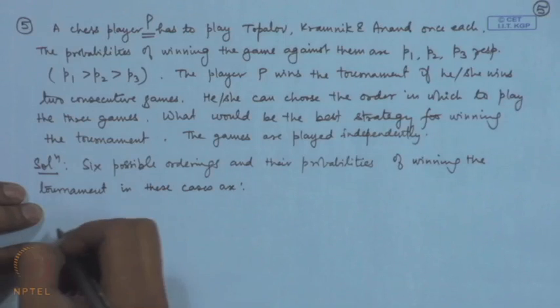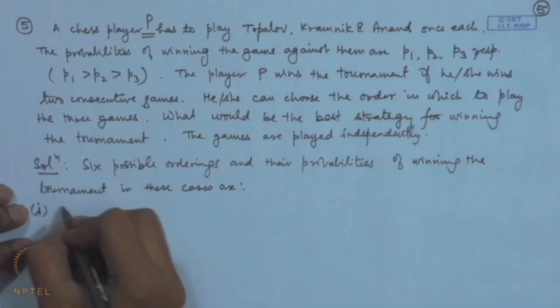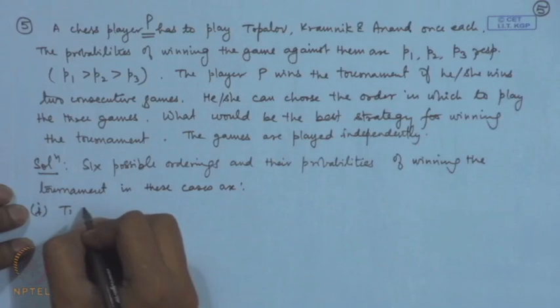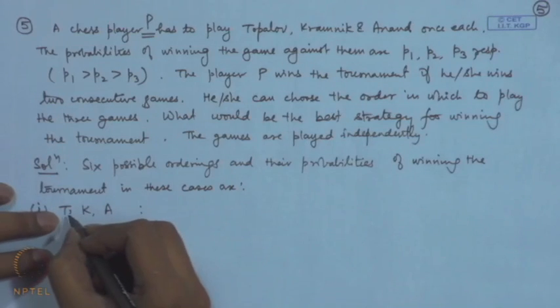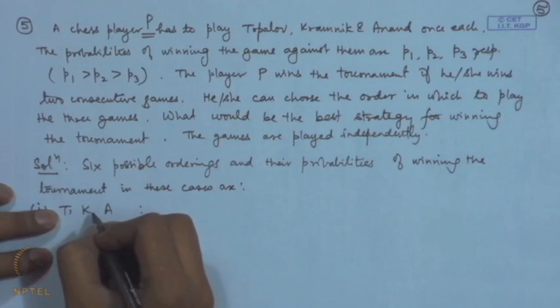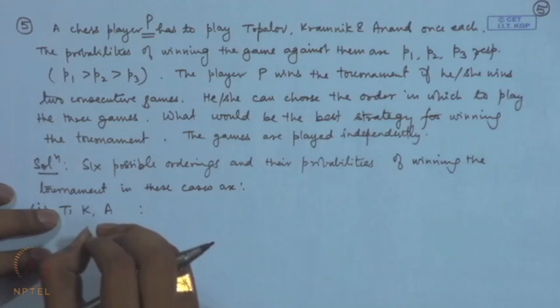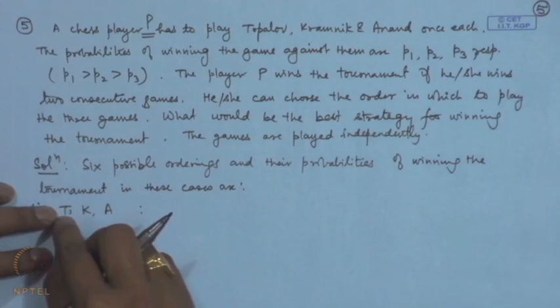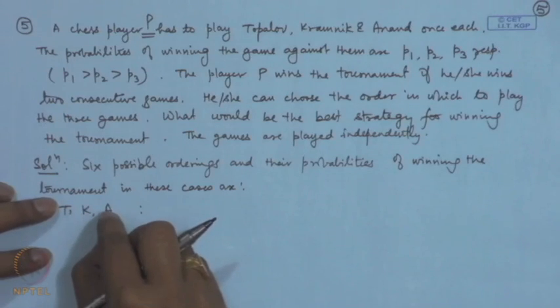So, let me list them. Consider the first case, you play T, then K and then A, denoting Topalov, Kramnik and Anand. Now, winning against Topalov, winning against... so you have to win 2 consecutive games. That means, you may win the first and second, you may win second and third.